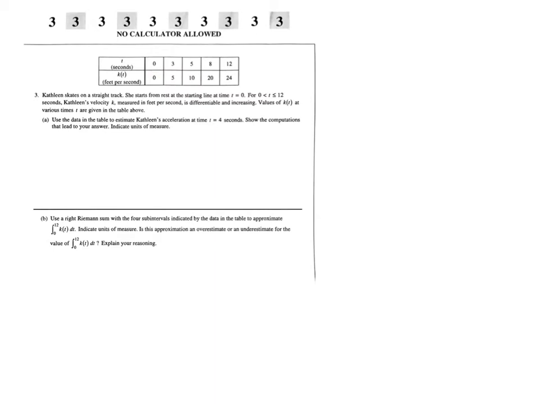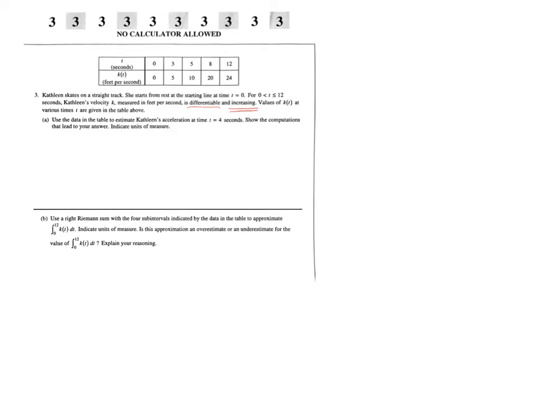So Kathleen is skating on a straight track. She starts from rest at the starting line at t equals 0. That's going to be like our initial value if we need that later. Times are 0 to 12, inclusive of 12. Her velocity is measured in feet per second. It's differentiable and increasing. The fact that it's increasing, they rarely say that unless you wind up needing it at some point. Differentiable means it's going to be okay to try to estimate a slope anywhere. And values of v are given at various times above.